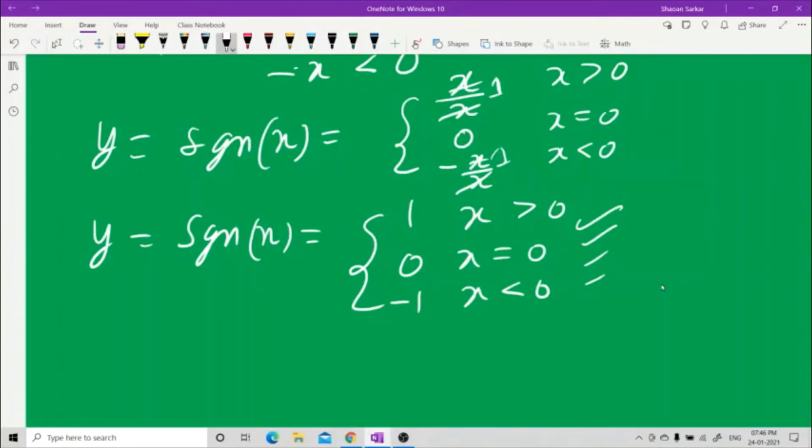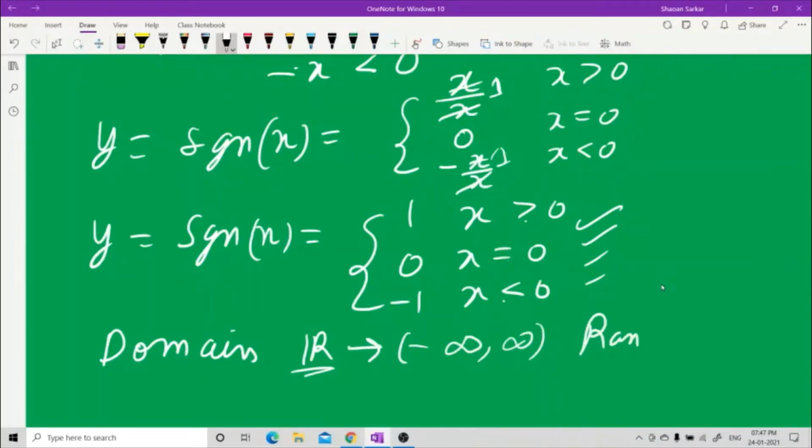That means the domain of this function is the complete real line. You can take x greater than 0, less than 0, equal to 0, whatever. That is minus infinity to infinity. But the range has only 3 points: -1, 0, 1. This is not an interval, this is a set. Every interval is a set, but every set is not an interval. Keep this in your mind.